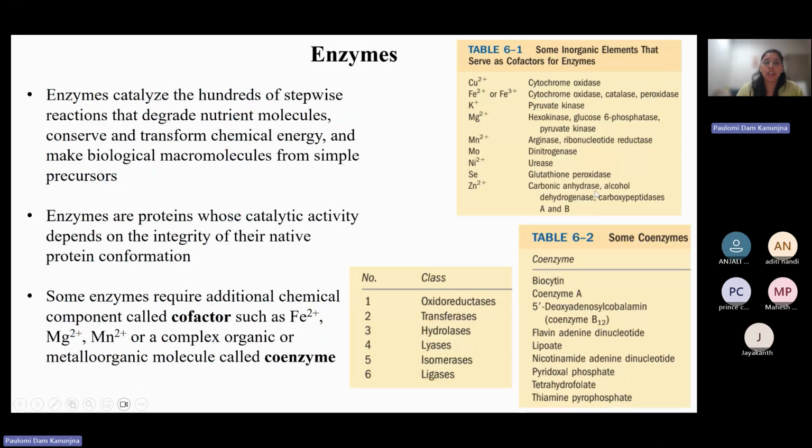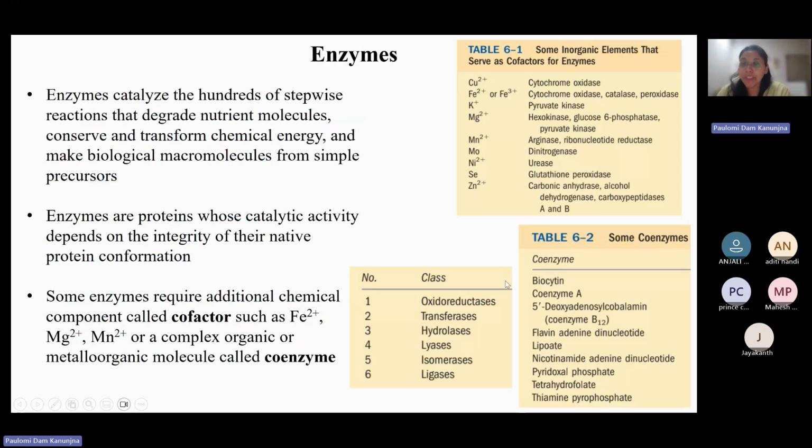For example, if they require cofactors as chemical components, just ions, for example, magnesium ions, manganese, or iron, these ions are called cofactors. But instead of inorganic components, if they have an organic or metallo-organic molecule, they are called coenzymes. So coenzymes are organic molecules. If you have only ions, they are cofactors. So they might require this cofactor and coenzyme for their activity.